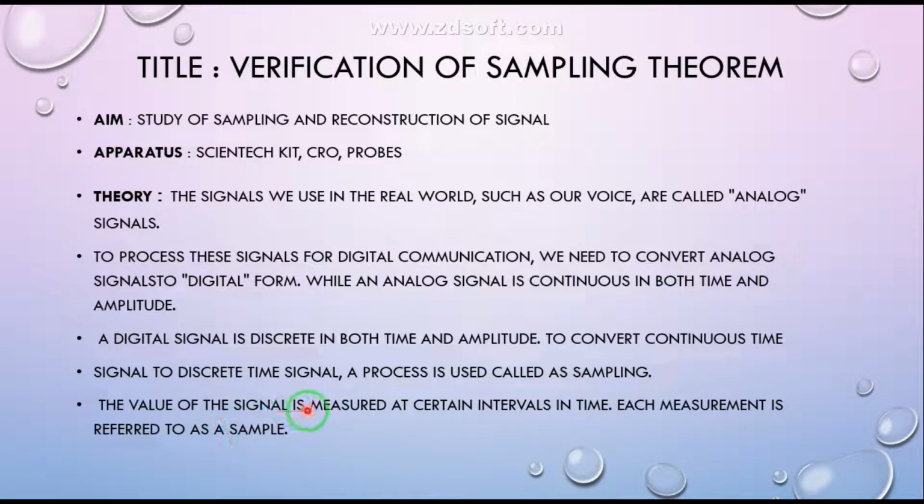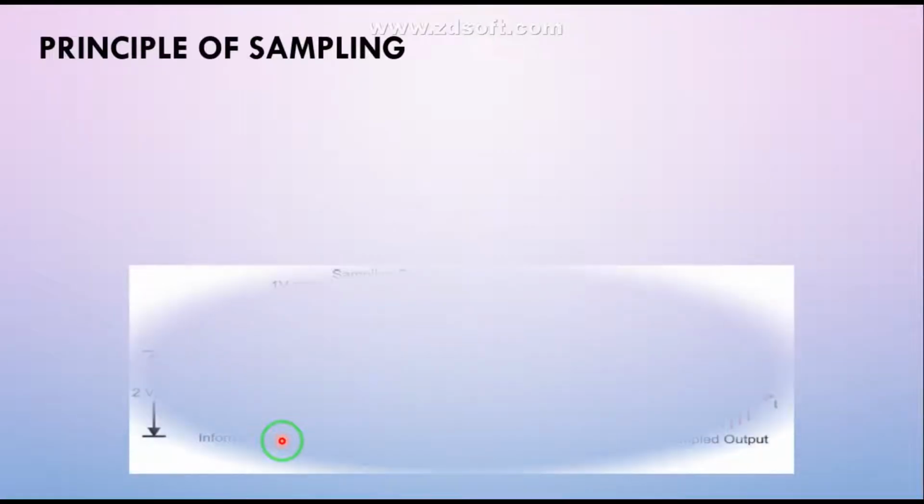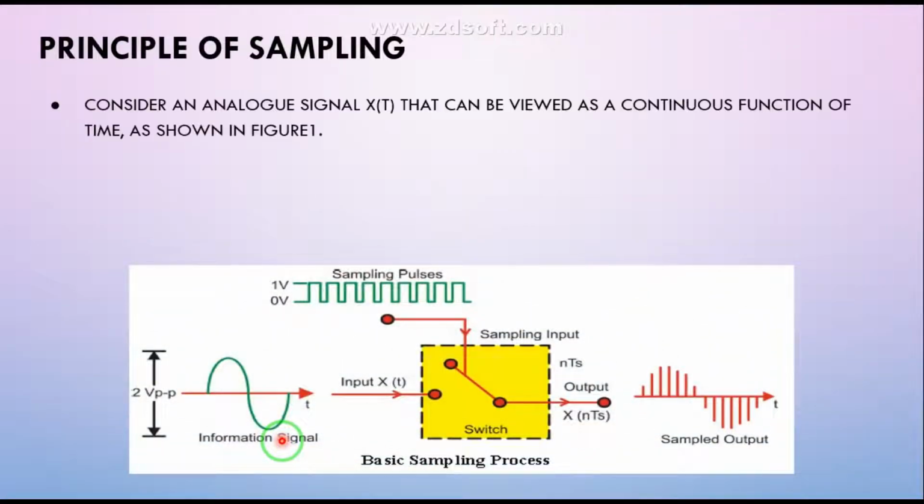The value of the signal is measured at certain intervals in time, and each measurement is referred to as what? A sample. Now, what is the principle of sampling? So consider, guys, an information signal. See, the theory I already covered in the lecture, so I'm just going to give a brief introduction.